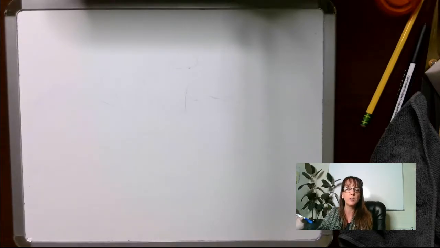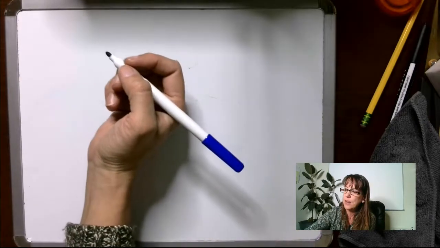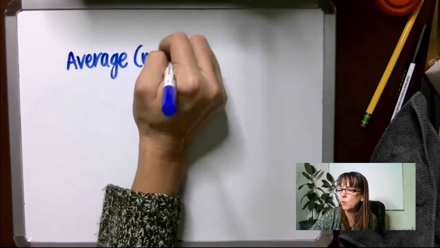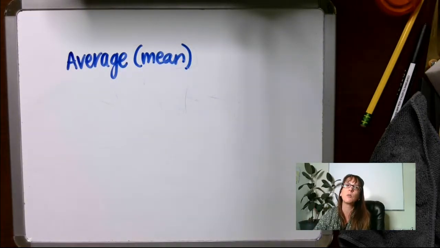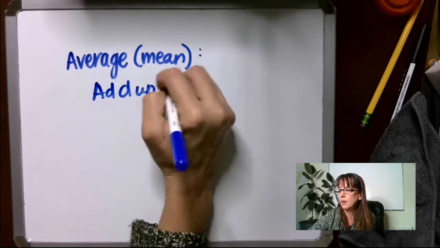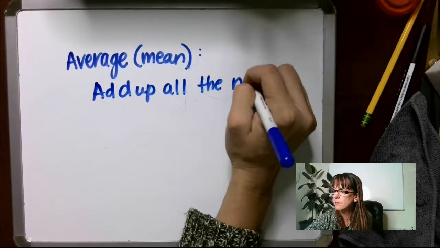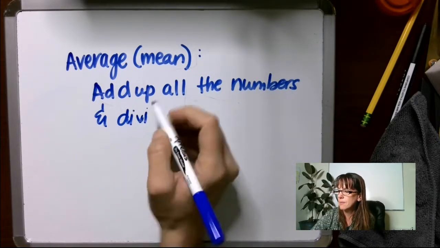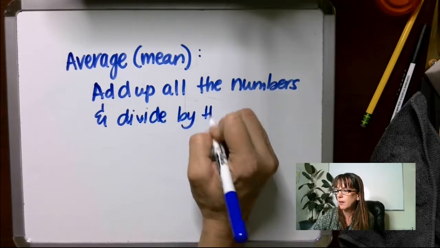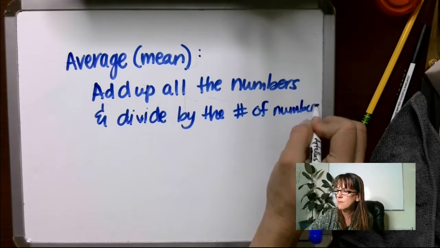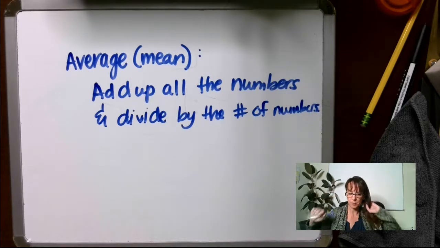So kids, you should be writing down in your notebook, in the section labeled notes or videos, taking notes, right? What I want you to write is average, mean. We're not going to talk about the other kinds of averages yet, but you should get to know the word mean, right? This is the mean average. Add up all the numbers and divide by the number of numbers. All right, so make sure that's in your notes so that you can reference that.